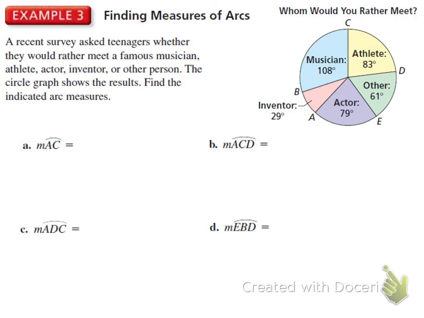We're going to find the measure of arc AC. Measure of arc AC. So this is minor, so we want to go from A directly to C. So am I going to go up or down? Up. So A towards C. So we can add 29 and 108. What is 29 plus 108? 137.